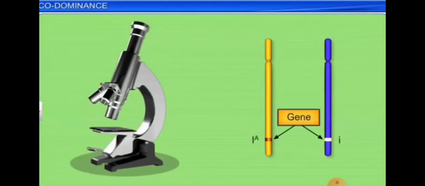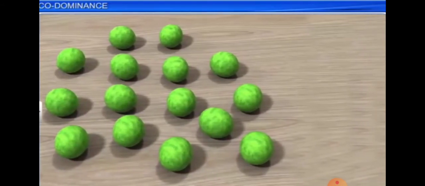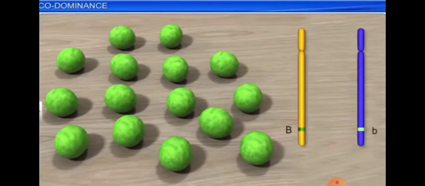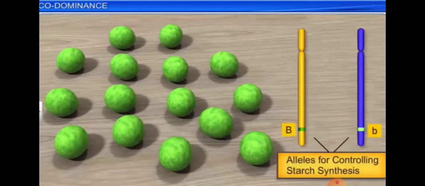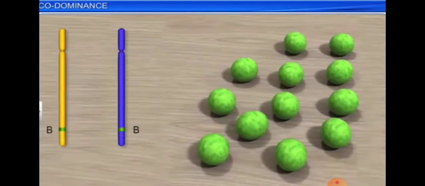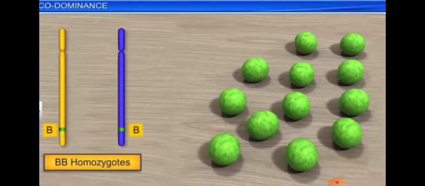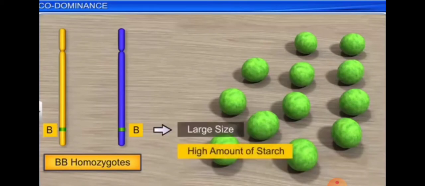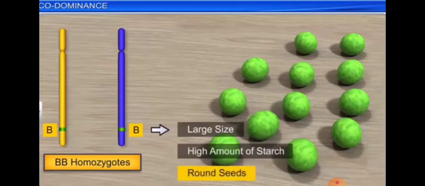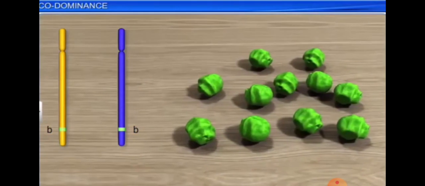Now let us study the experiment which shows that a single gene may sometimes produce more than one effect. These seeds have a single gene with 2 alleles, capital B and small b, that controls starch synthesis in them. In the experiment conducted, effective starch synthesis was seen in capital B homozygotes, and the seeds produced a large amount of starch. Moreover, the pea seeds were round.